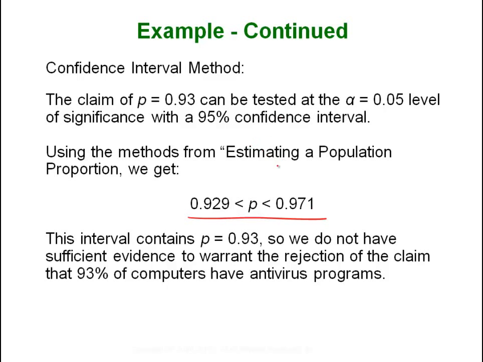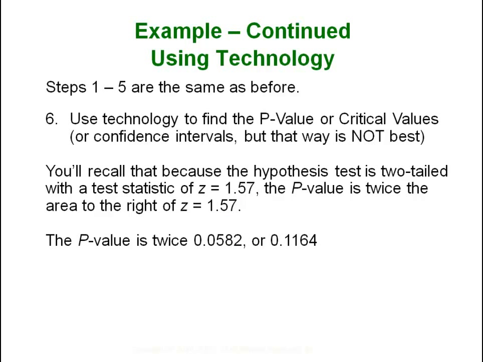Now all you do is ask yourself, does p land inside that interval? And because 93% is in fact in that interval, we don't have sufficient evidence to warrant rejection of the claim. So in this case, we do get the same answer, but that won't always be the case, and it's just not a good technique to use. How about using technology to do this?